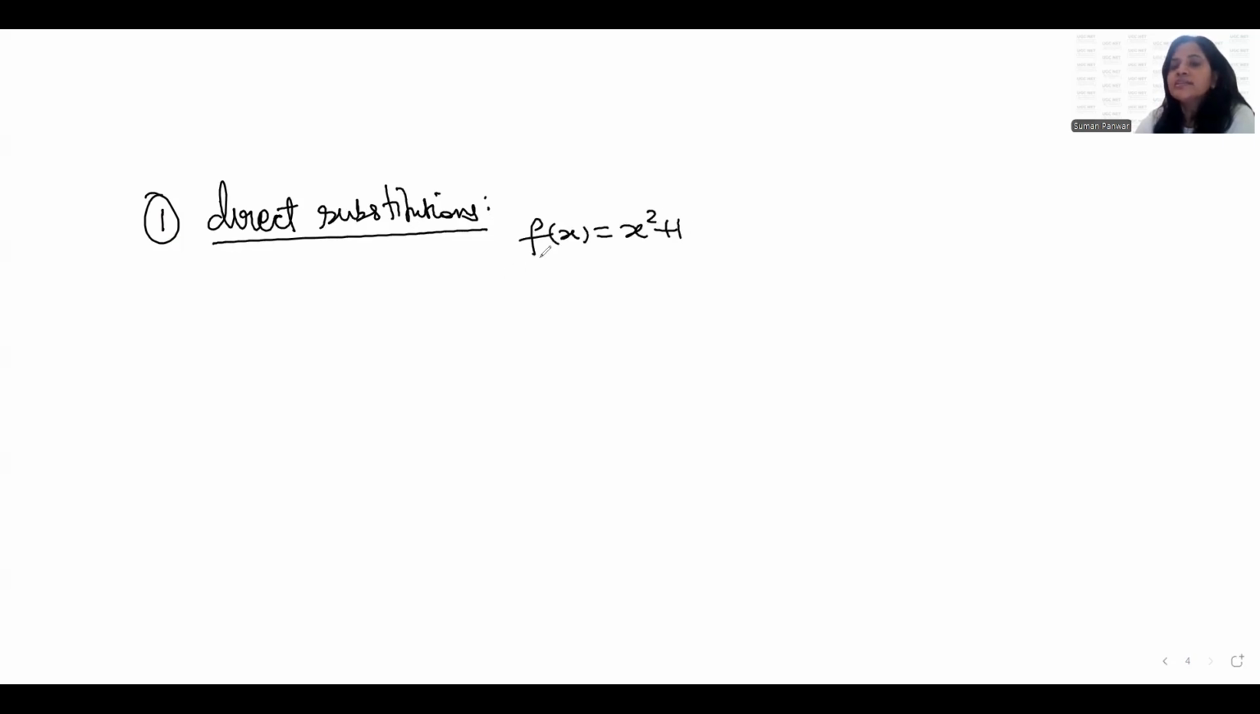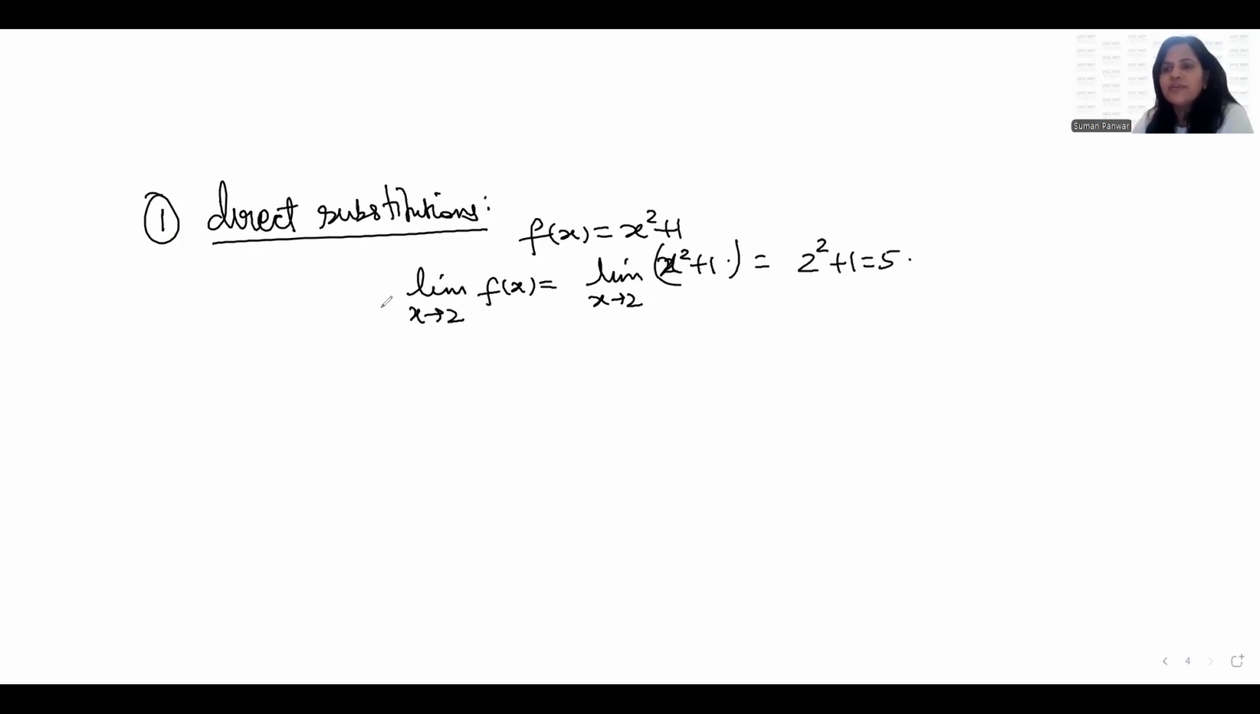So the next is how to calculate limits. Okay. So method of calculation, first is direct substitution. This is the most easy concept. What do you mean by direct substitution? That means you directly input the value. For example, if your function is f(x) equals to x square plus 1, simple, and somebody says, what is limit x tending to 2 f(x)? So this is nothing but limit x tending to 2, x square plus 1, and then you put the value, 2 square plus 1, which is equal to 5.